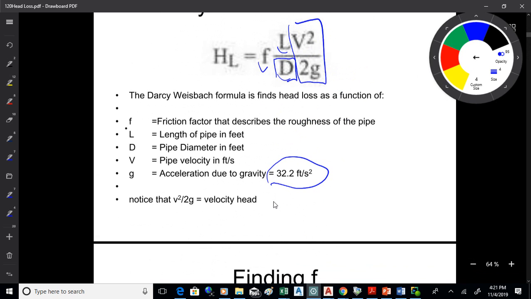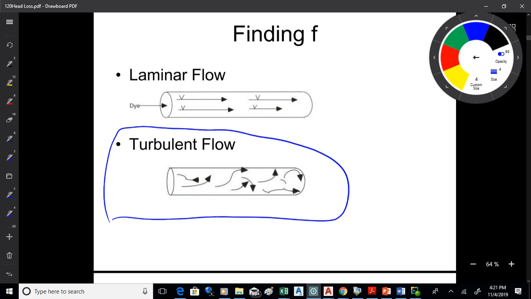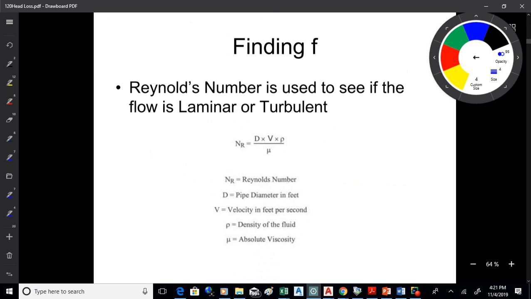Now, one of the things you have to do to calculate this is find f, the friction factor. There's two types of flows. There's laminar flow and turbulent flow. The vast majority of flow in the water systems we'll be dealing with is turbulent. But we do have to check this, okay? And the way we check it is with something called the Reynolds number.